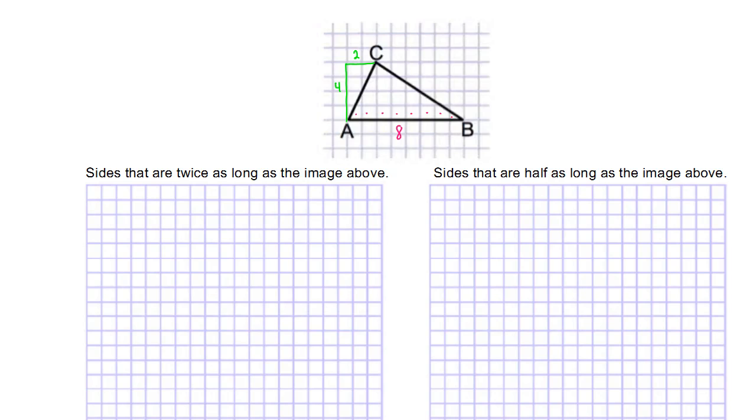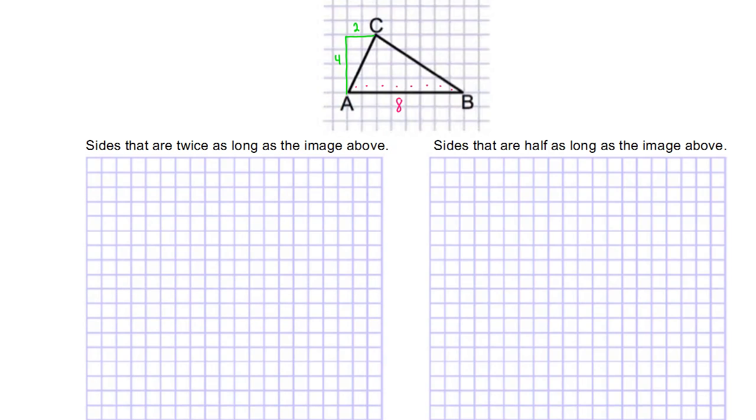So if we're going to double it on the first grid, that means I'm going to make the base 16 units instead of 8. So I'm multiplying the base by 2. Okay, so I have a base of 16 units. Now to figure out the top of the triangle, from the point over here on the left-hand side, instead of going up 4 and right 2, I want to double those distances. So I want to go up 8 and right 4.